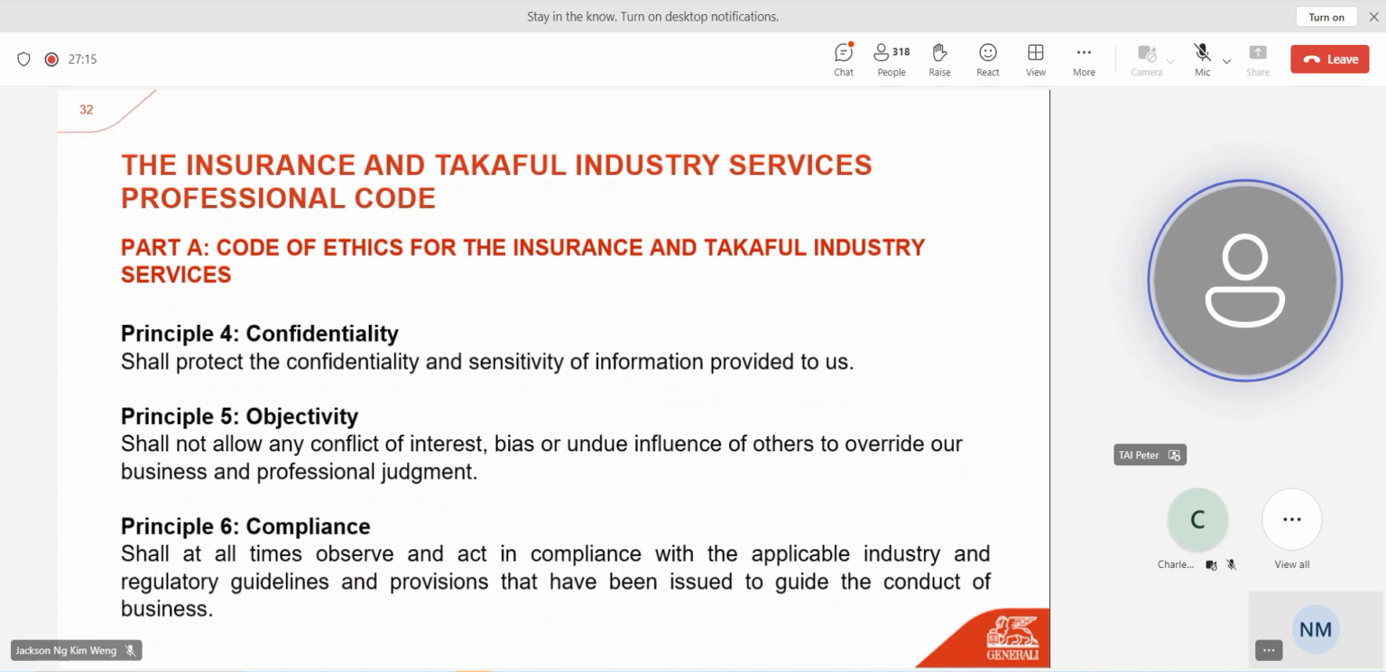Last but not least, we must comply with all the industry regulatory guidelines. As I mentioned just now, anything that's deemed illegal or fraudulent is not allowed in insurance. Basically, anything unlawful, fraudulent, or not in compliance with the regulations is considered null and void. Next.